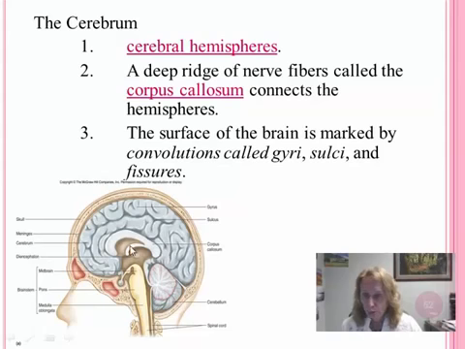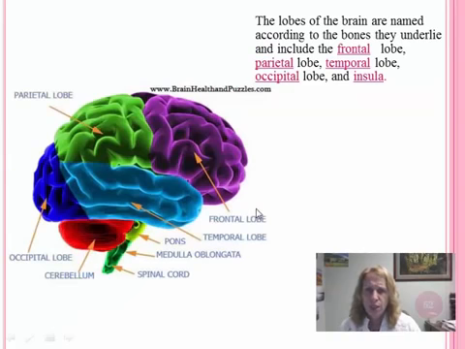There are smaller indentations called sulci, singular sulcus, and deeper indentations called fissures. You know the lobes of the brain already. They represent the bones of the skull above them: the frontal, parietal, temporal, and occipital lobes. There is a fifth lobe, the insula lobe, that is hidden within those four lobes.